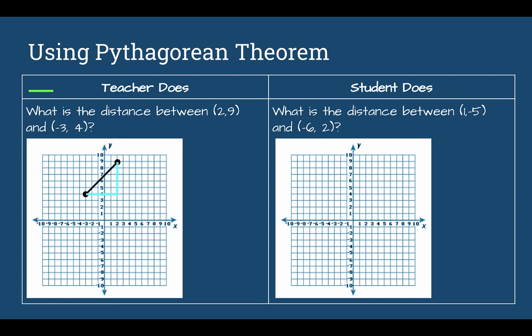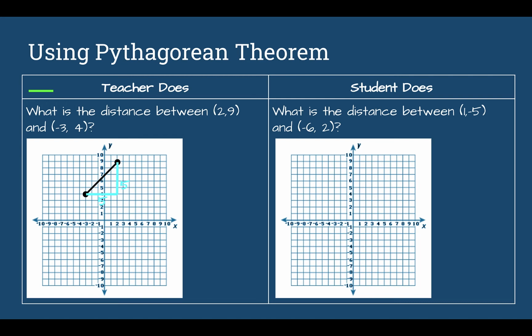Then I'm going to make a right triangle using the grid lines. By doing this, I can count how long the legs are. So here, the bottom leg is 5, and the side leg is also 5. I just counted and saw how long they were.